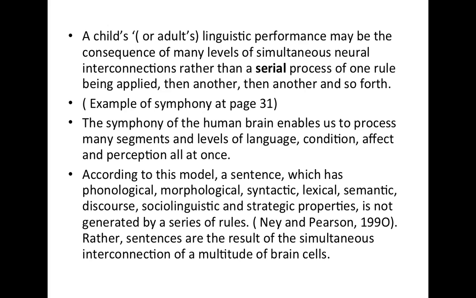Okay. The first part of your slide: child or adult linguistic performance may be the consequence of many levels of simultaneous neural interconnections. This is the new model they are proposing here. Not a serial process of one rule being applied, then another one. Okay? Things take place concurrently, at the same time, simultaneously, in parallel, and separately. So there are rules for phonology, rules for phonetics, for syntax, for meaning, whatever. All these are separate, okay? But at the same time, they take place simultaneously and in parallel.